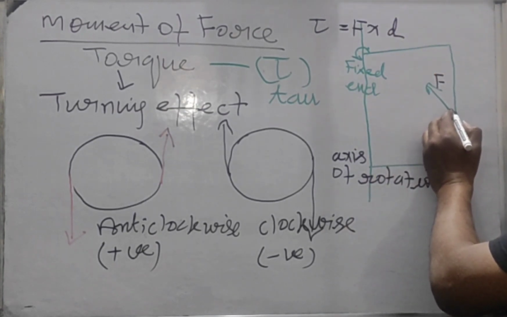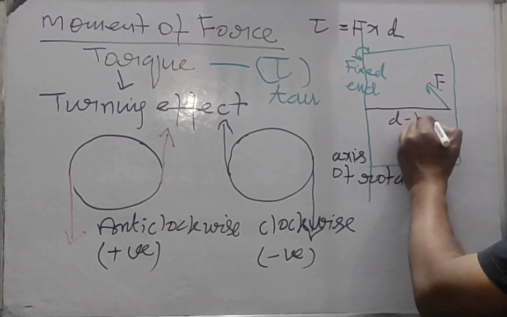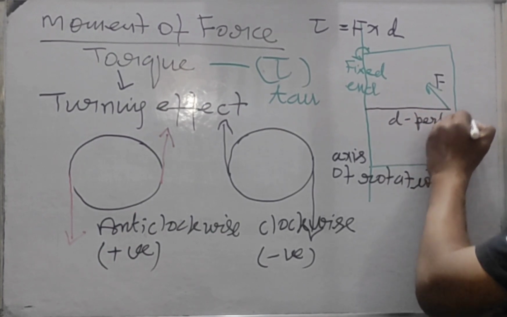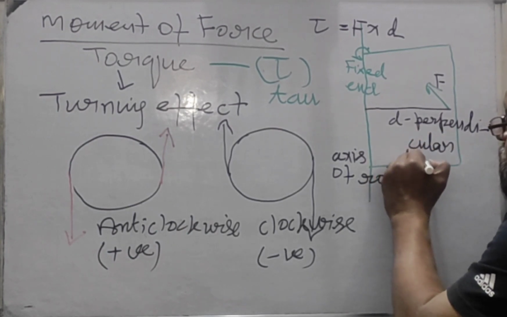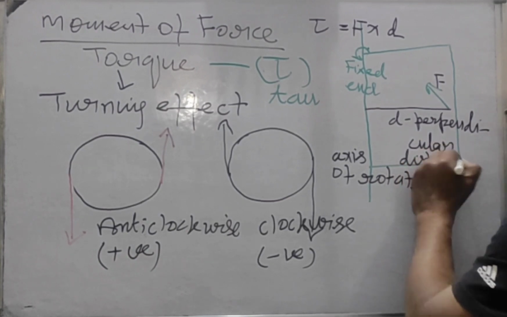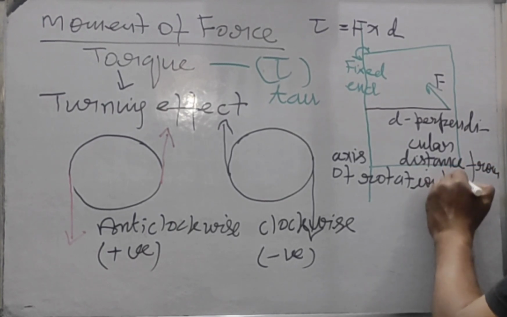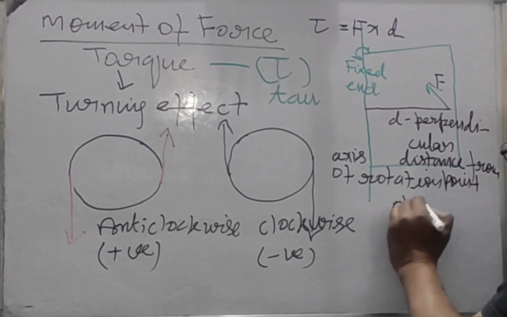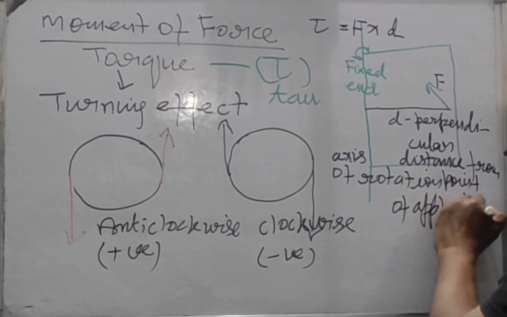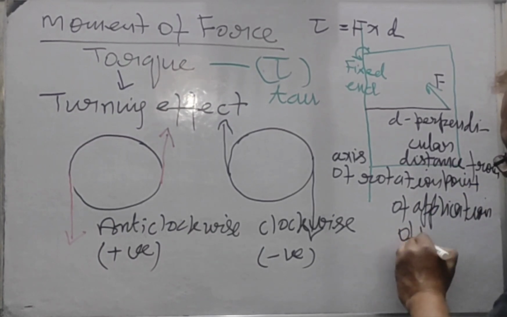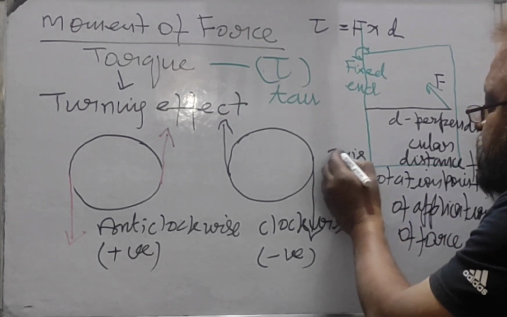F is force and D is the perpendicular distance from the point of application of force, right? I hope you understand.